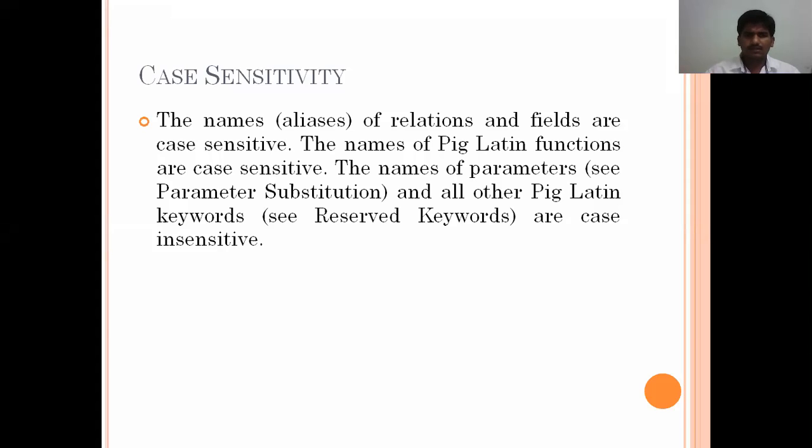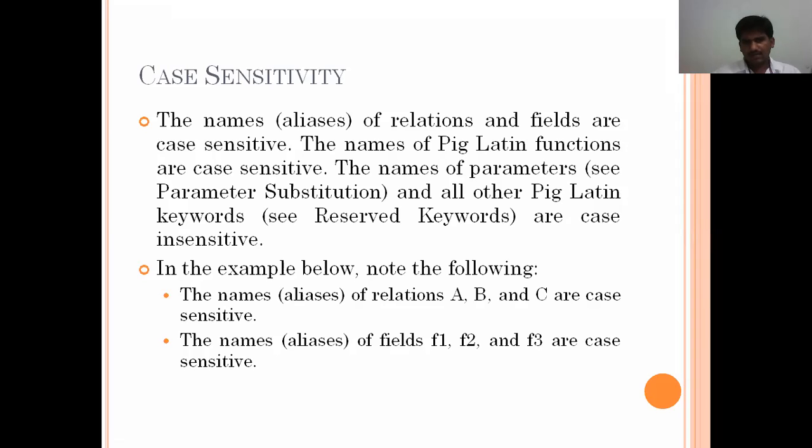The names of aliases of relationships or fields are case sensitive. The names of Pig Latin functions are case sensitive. The names of parameters, substitutions, and other Pig Latin keywords are reserved keywords. Any programming language keywords are reserved words. What is the meaning of reserved words? They are mentioned in the starting of the compiler, and the same way we have to write them. We don't change them to another format. We have to write them directly the same way. The remaining elements are case insensitive.